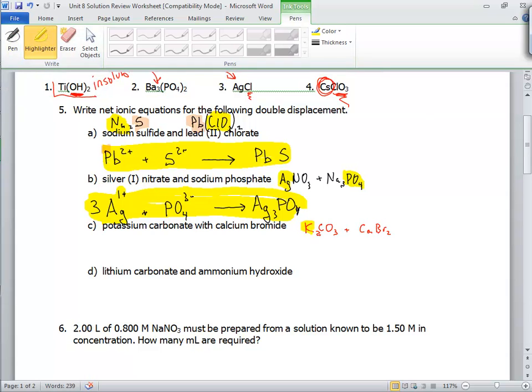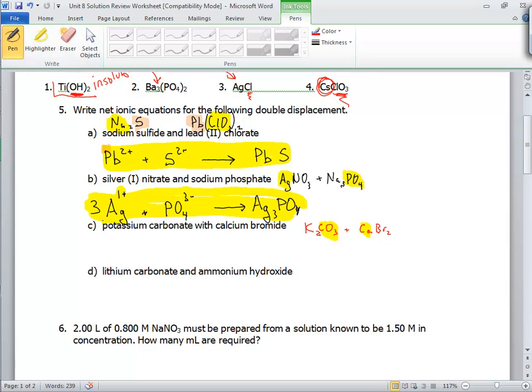Well, I know that potassium and bromine are not going to form precipitate because potassium is an alkali metal. I don't even have to look at the bromide to see if it's going to make a precipitate. But let's look at calcium and carbonate. Oh, calcium carbonate is not soluble. Carbonates are insoluble, and it's lucky that it's so, or else our marble buildings would melt away like snow.